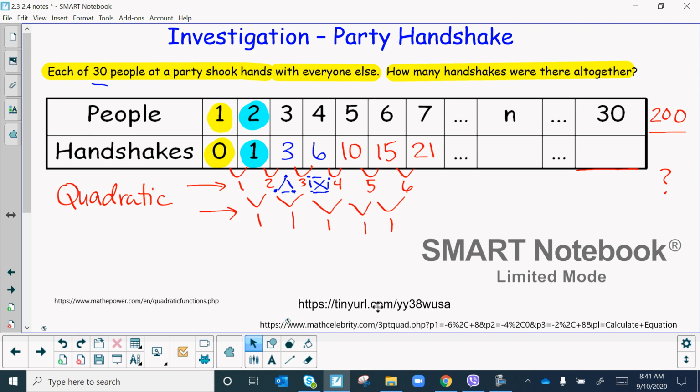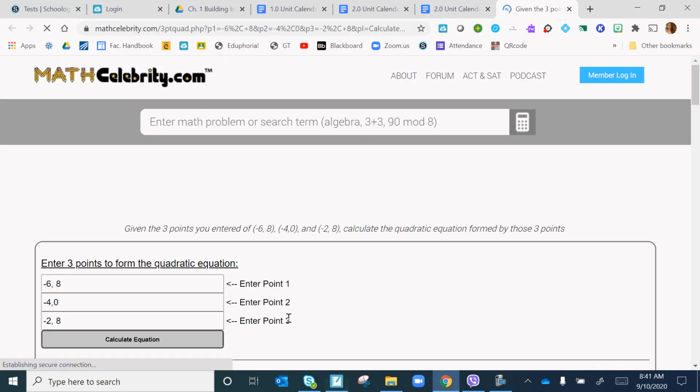I tend to like this one over here first, so I'm going to go to that one, and then I'll show you this other one. I'm going to click on the site. I made a tiny URL because it's a really long website address. So let me click on this, and it'll take me there.